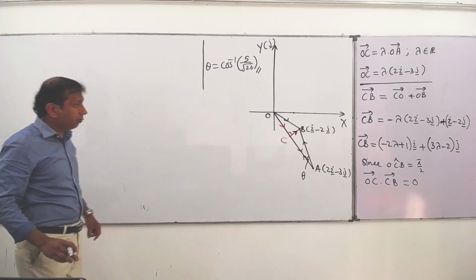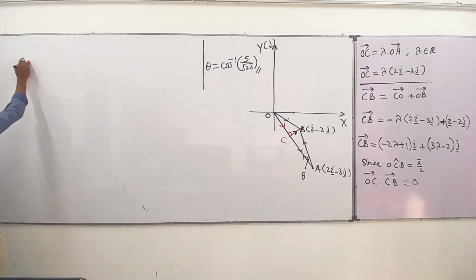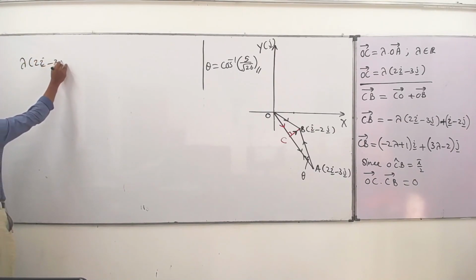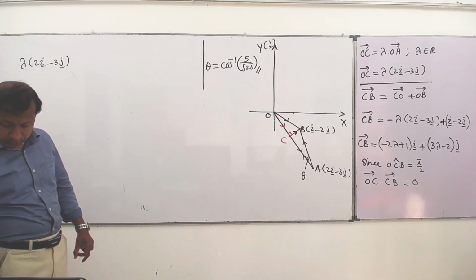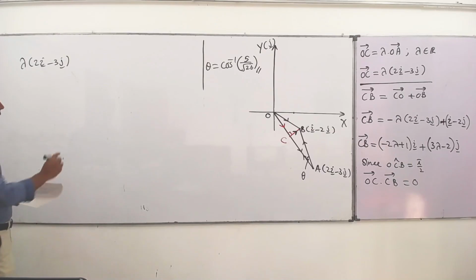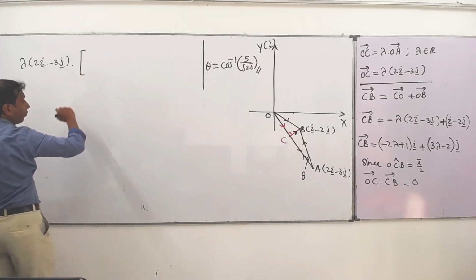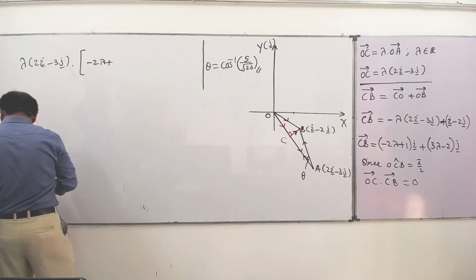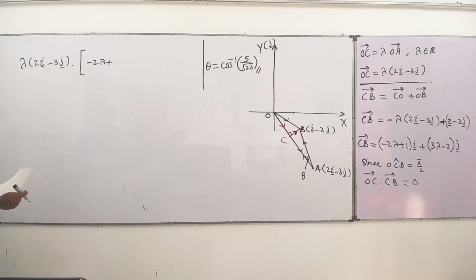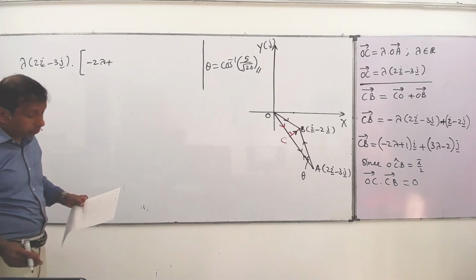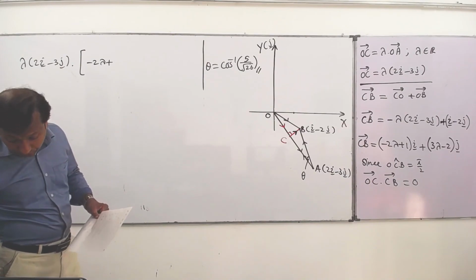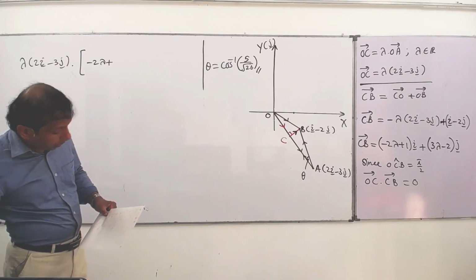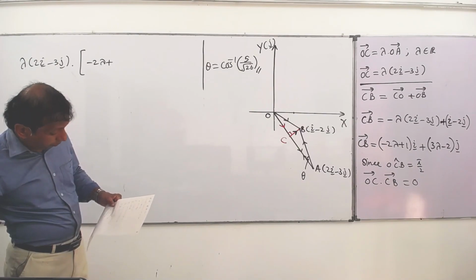Now, OC vector is lambda times 2i minus 3j, no? 2i minus 3j. CB vector is minus 2 lambda. Right. OCB. Right.